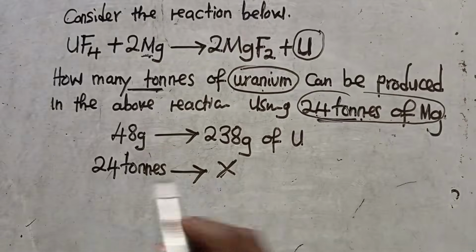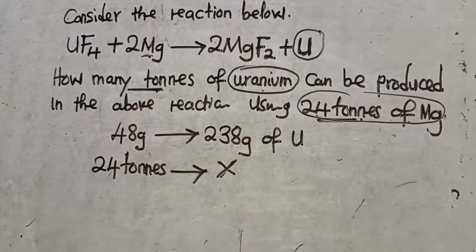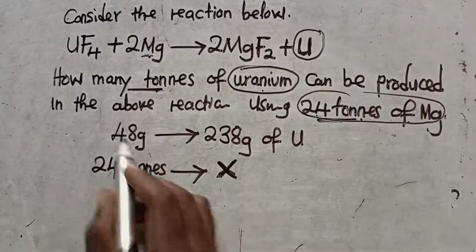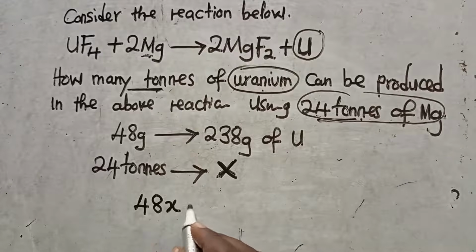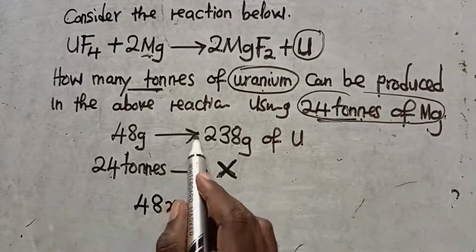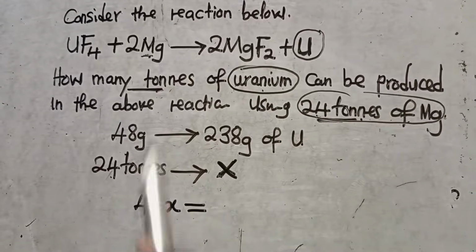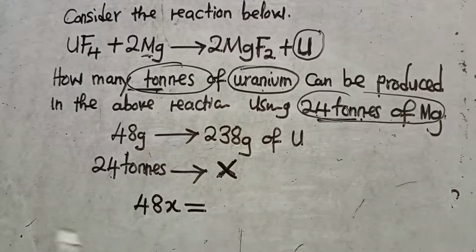So when you reach here, I advise students, and I'm making this very simple, I always advise students to concentrate on the numbers. X times 48, you just say 48x, which is equal to, you just concentrate on the numbers. You know that they want you to find the tons. You know that this and that will be cancelled somewhere.